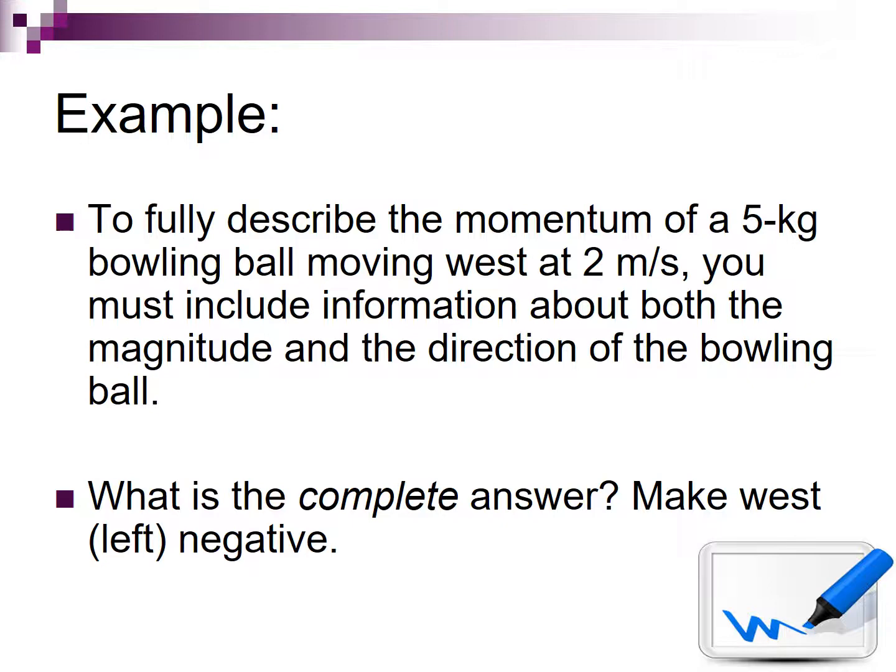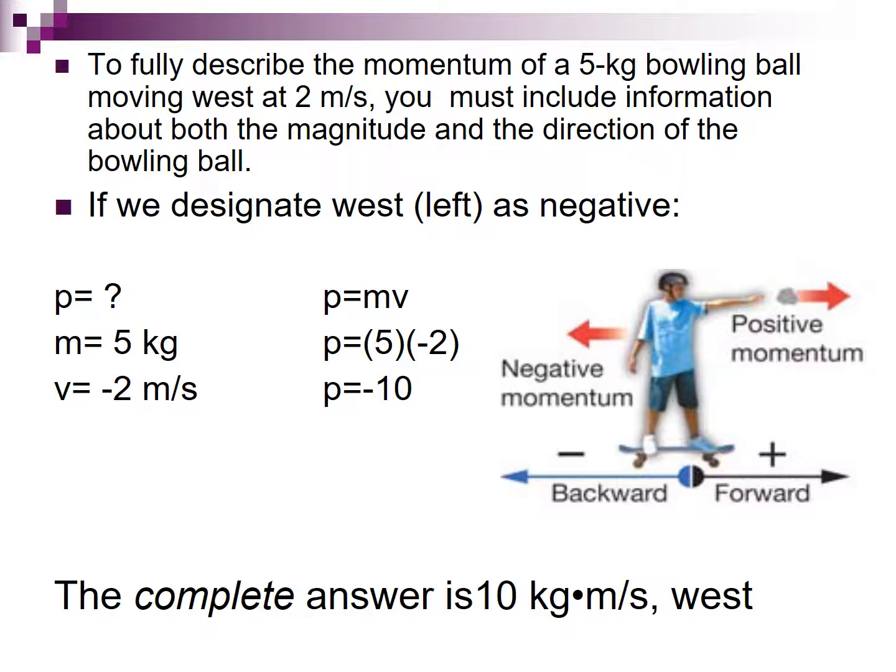Making west, left, negative. So let's look at that. So m is 5. Our velocity is negative 2 because we're moving west towards the left. So 5 times negative 2 gives us negative 10. That means it's moving 10 kilograms times meters per second to the west or to the left.